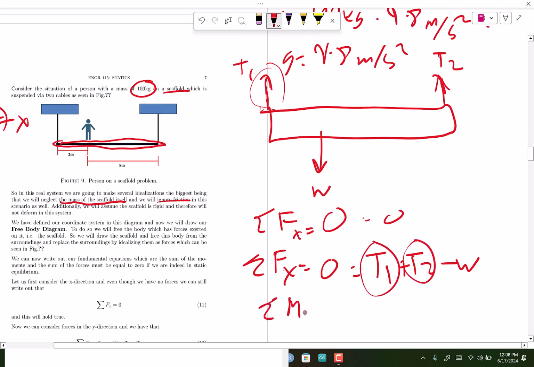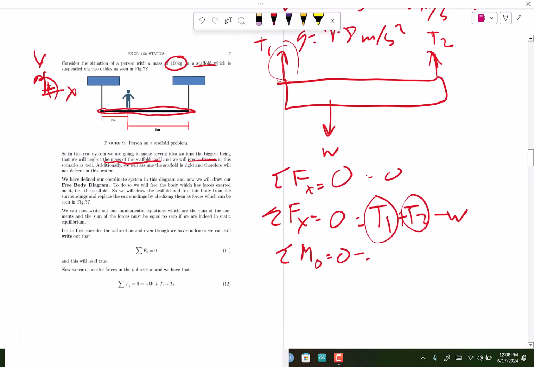Now we need the sum of the moments about an origin to make it equal to 0. Now, where's our origin in this problem? When I'm doing a moment, I can set up my origin at any location because the sum of the moments everywhere must be equal to 0. Strategically, you want to put your moment at one of the force locations or at a location where there are multiple forces.